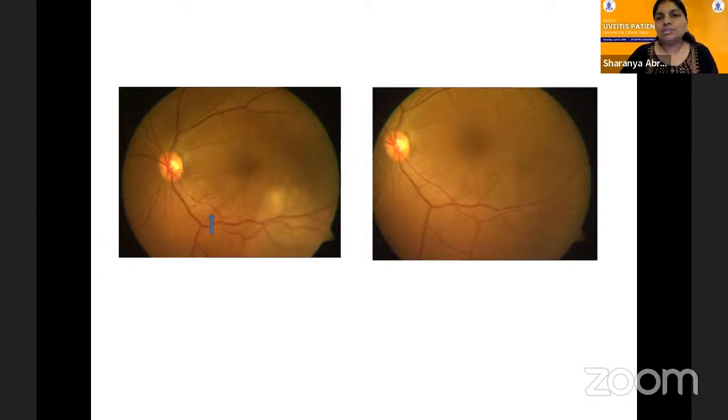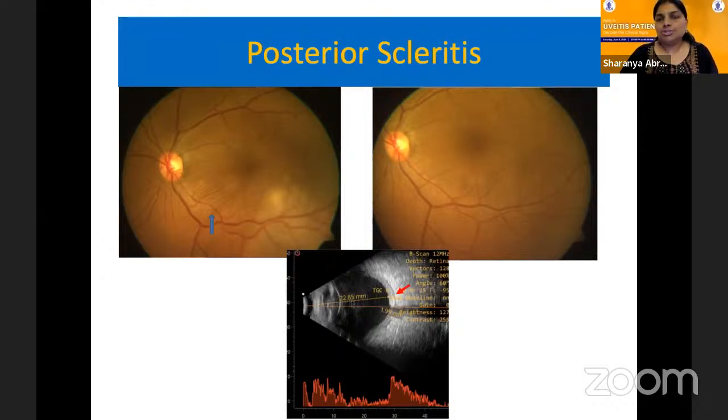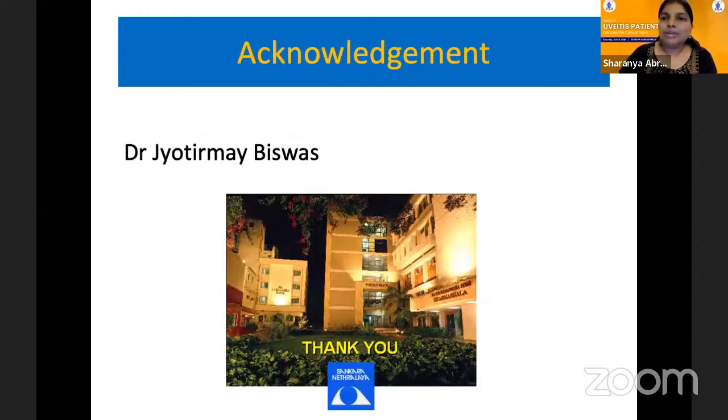If there is one investigation you will do for this patient, let it be an ultrasound which shows a widening of the subtenon space or the T sign. This patient has a posterior scleritis. So in conclusion, a high level of clinical suspicion along with appropriate ancillary testing and a prompt initiation of treatment, with periodic follow-up due to the nature of recurrent disease, must be done for the best visual outcomes in patients with suspected choroiditis. Thank you very much.